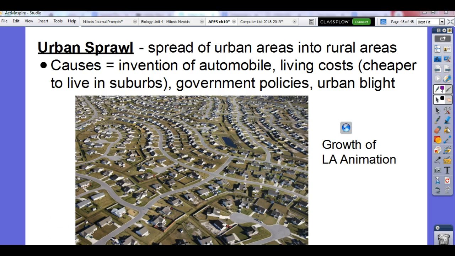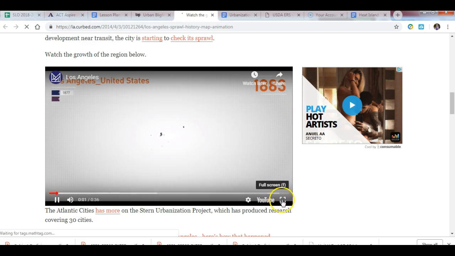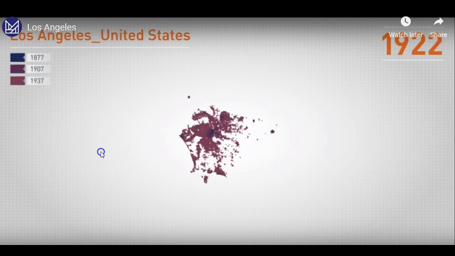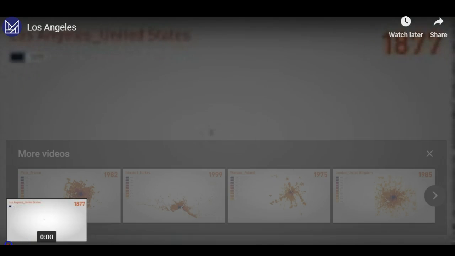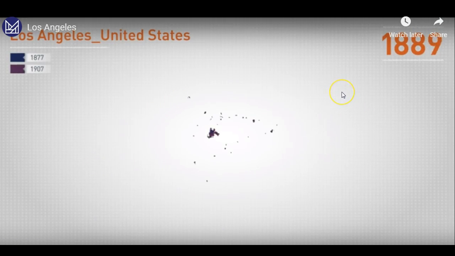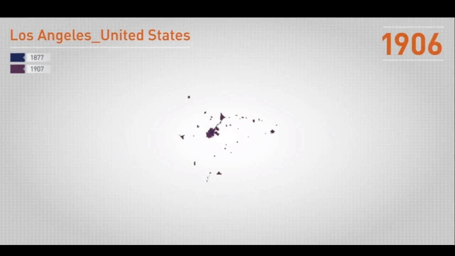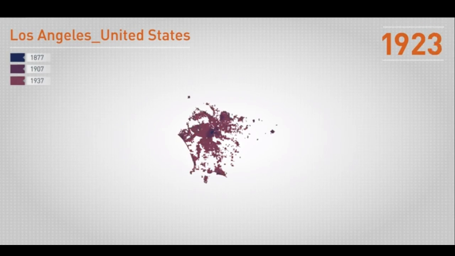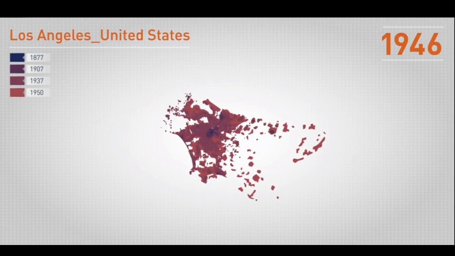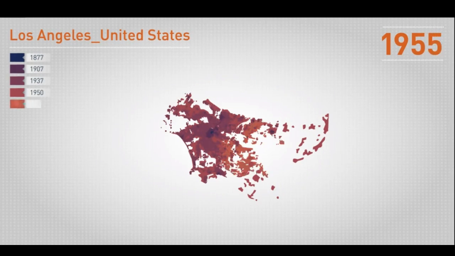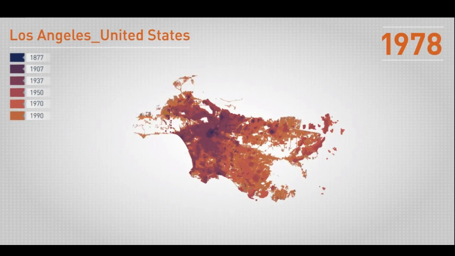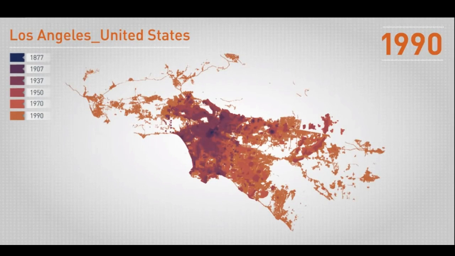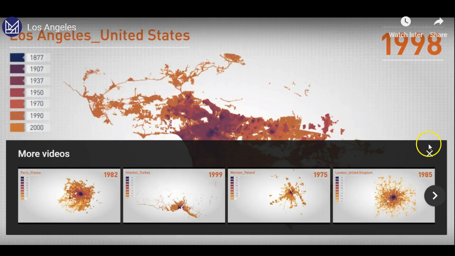All right, so let me show you this animation now. We're going to watch, this is Los Angeles, okay? This is Los Angeles in 1877, okay? 1907, and they're just going to add different colors to show you the growth. 1937. Okay, here's Los Angeles in 1950. 1970. 1990. And finally 2000. So if you notice, Los Angeles here is spread out a ton.